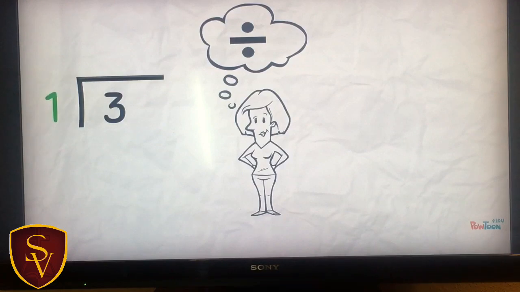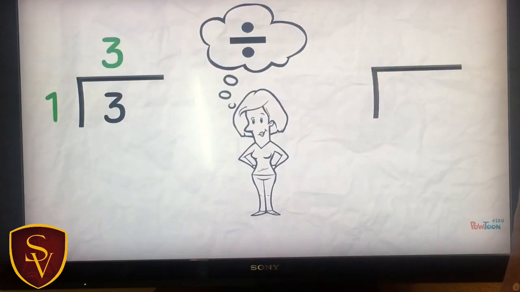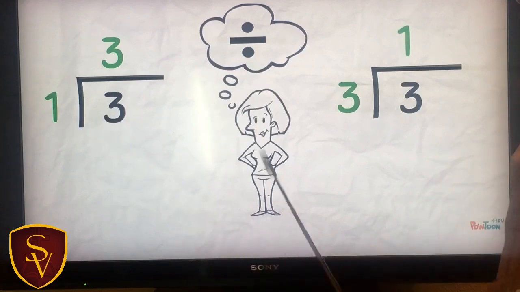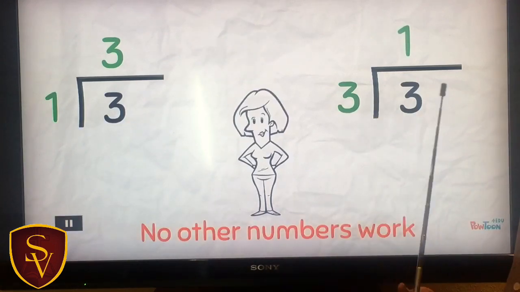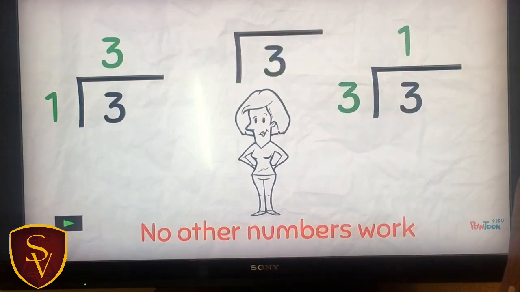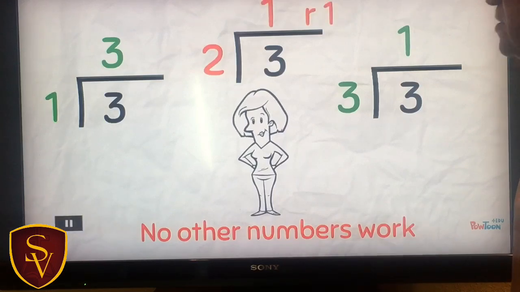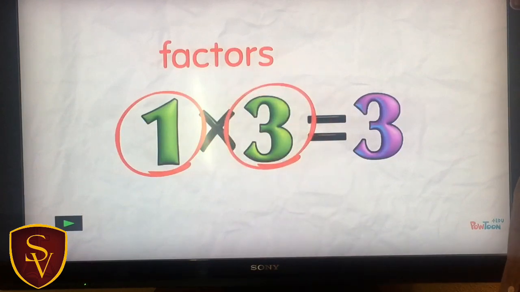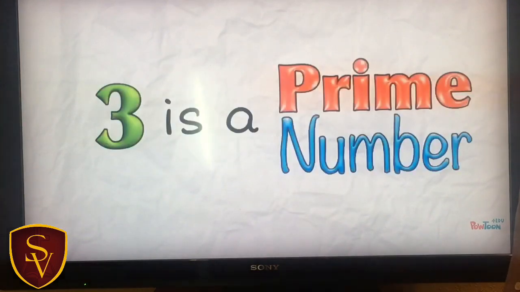You can also find a prime number when you make a division. When you divide 3 by 1 or 3 by 3, you can see that no other number can work and give a whole number in the quotient. Example, if we divide 3 by 2, then we're going to have a remainder of 1. That means that 2 is not a factor. So factors are only 1 and 3 in this case. So 3 is a prime number as an example.